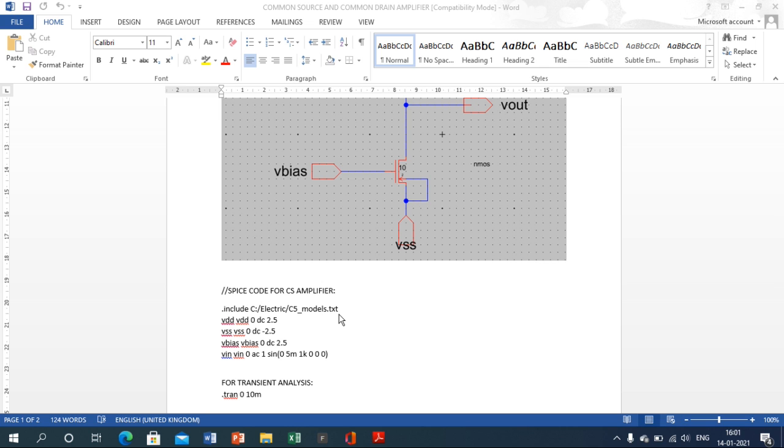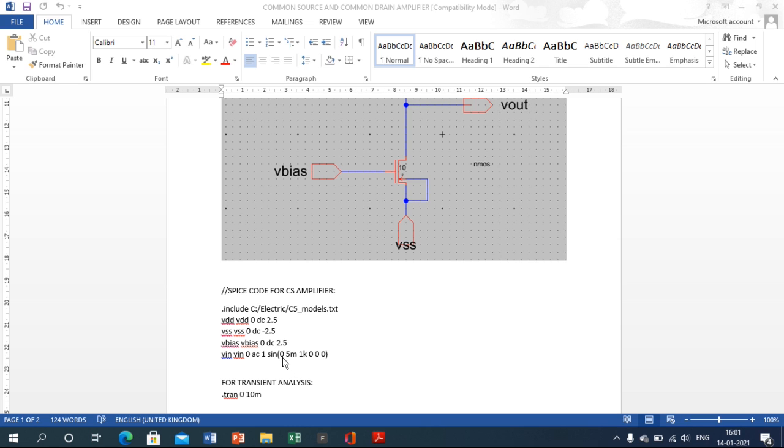The first line is for providing the connection to the tool. The second is the supply. We are defining the supply from 0 to 2.5 volts, so the maximum amplification possible here is 2.5. Then the ground, we are taking a ground with negative potential, that is minus 2.5. Vbias again ranges from 0 to 2.5. Then the input voltage is Vin, with a time period of 1 for one cycle, which is of type AC, and we are choosing a sinusoidal waveform.